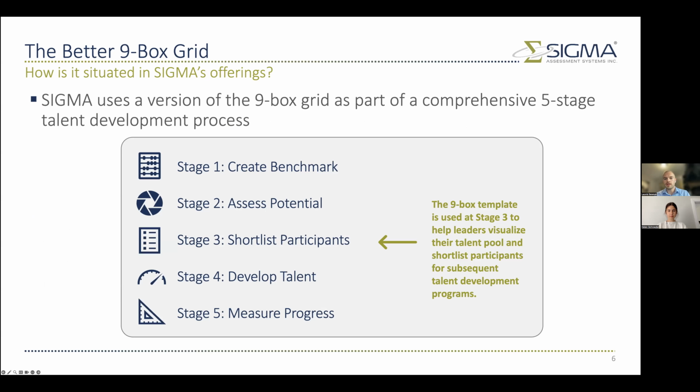So how exactly do we at Sigma situate the 9-box within the scope of our offerings? Generally, it's used as a tool to shortlist individuals for participation in high potential talent development programs. Here on the screen, you'll see a brief outline of our 5-stage talent development process. Stage 1 consists of creating a benchmark. Stage 2 consists of assessing employees' potential against this benchmark. Once we get past that stage, you can shortlist participants for your development program. And once you know who's actually participating, the whole process can begin. And then briefly at the final stage, although it's an ongoing process, is to ensure that the program includes a formal method for tracking and also measuring any sort of progress you might be making.